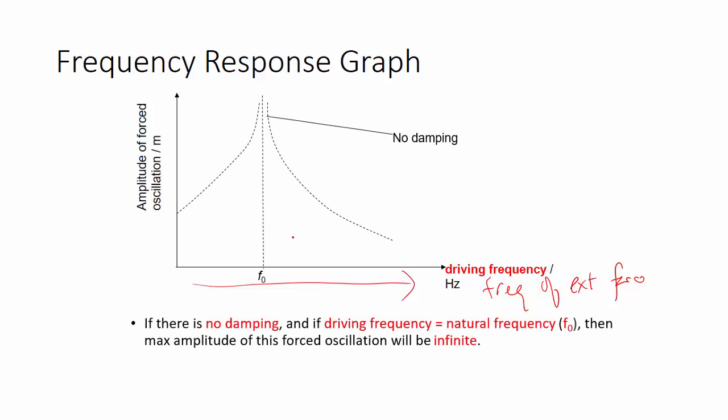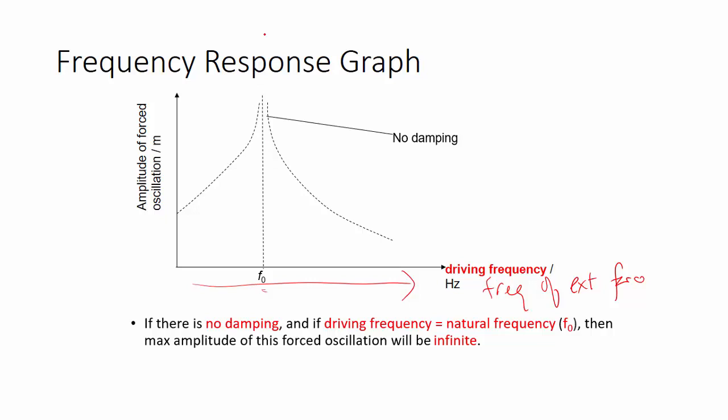In the case of no damping, ideally, the amplitude at resonance can go to infinity. The F0 here stands for the natural frequency. So when the external frequency is increased up to the natural frequency, shown by this vertical line, when the two match, the amplitude can go up to infinitely large in an ideal situation.